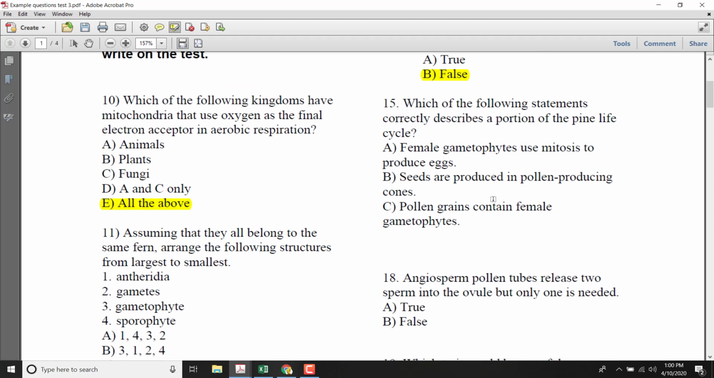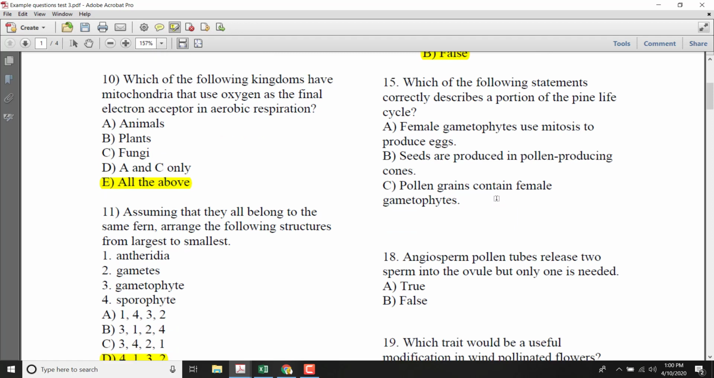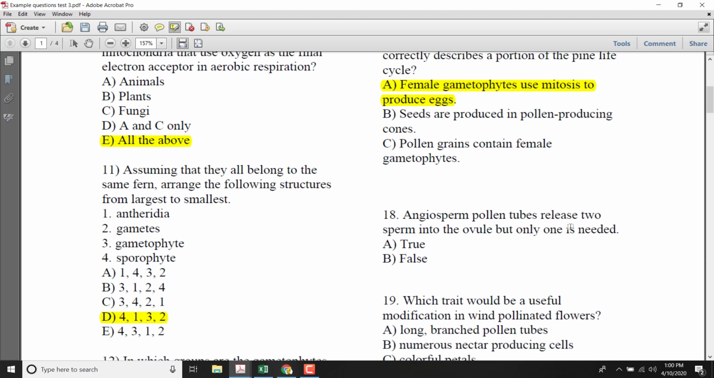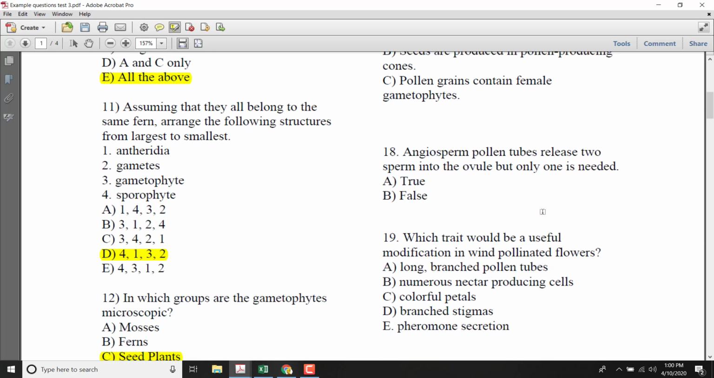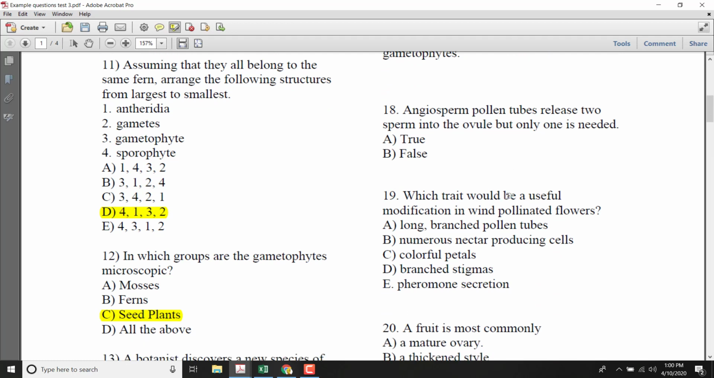Which of the following statements correctly describes a portion of the pine life cycle? Female gametophytes use mitosis to produce eggs. Seeds are produced in pollen cones. Pollen grains contain female gametophytes. The only one up here that makes any sense is this one. And remember, in plants, all plants make sperm and egg by mitosis. The gametophyte makes sperm or egg by mitosis.